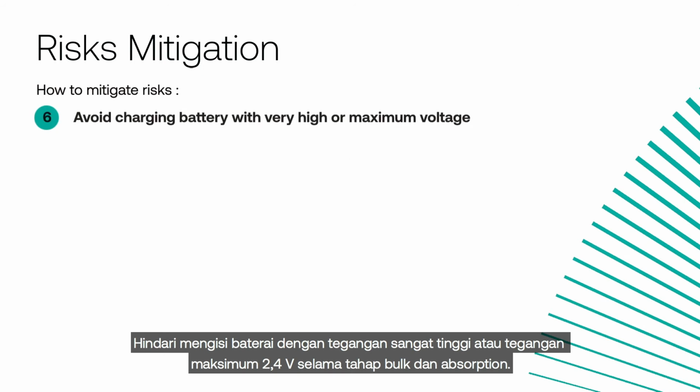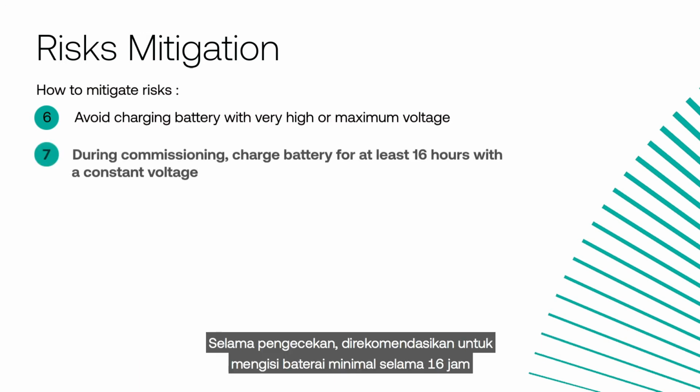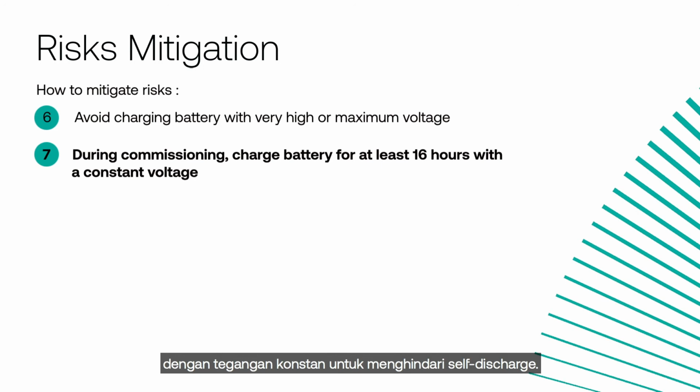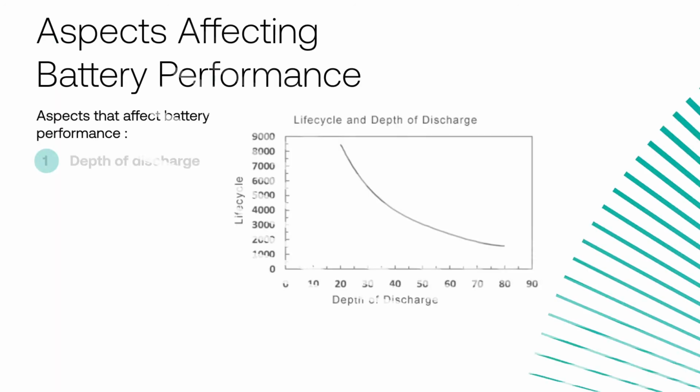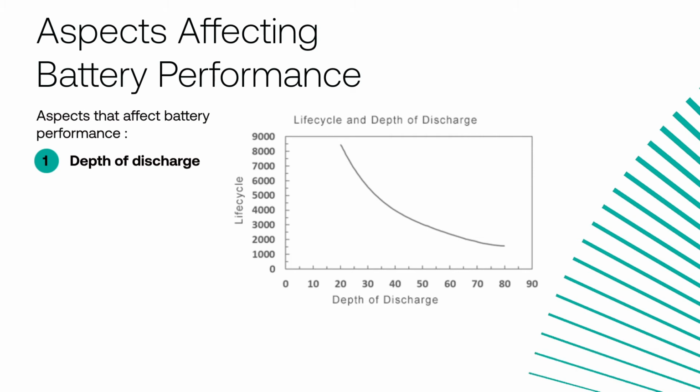Avoid charging the battery with very high or maximum voltage of 2.4 volts during the bulk and absorption stages. During commissioning, it is recommended to charge the battery for at least 16 hours with a constant voltage to avoid self-discharge. Now, let us learn several aspects that affect battery performance. There are 5 of them.